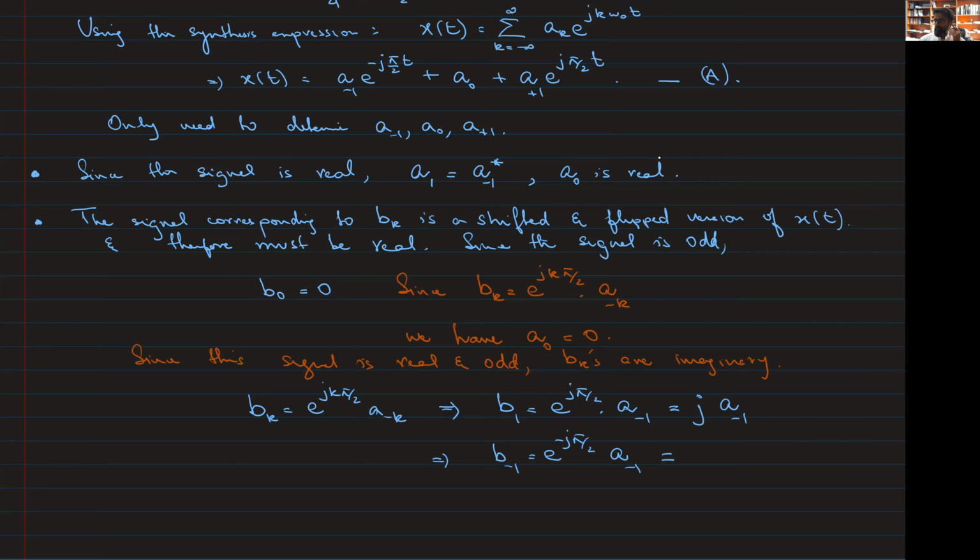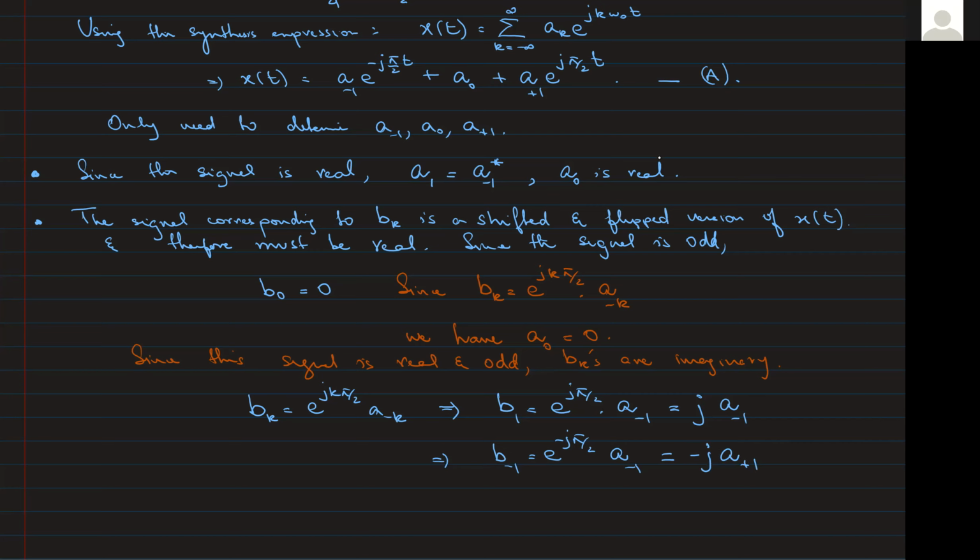Okay, Asad says it will be minus j. Excellent. Why didn't you say it earlier? Sir, you were asking Mustafa. All right. So this is minus j times A plus 1.